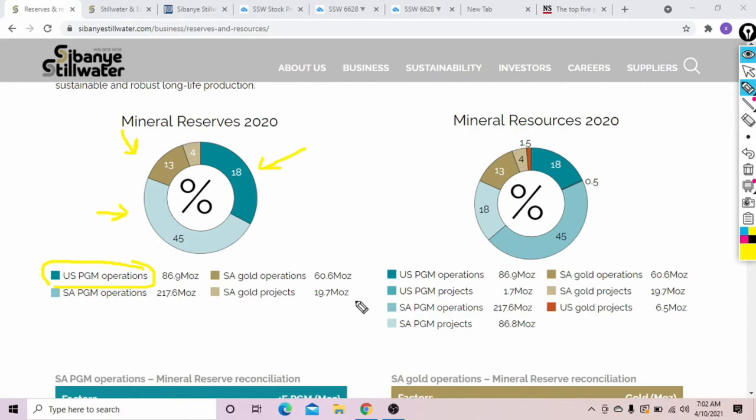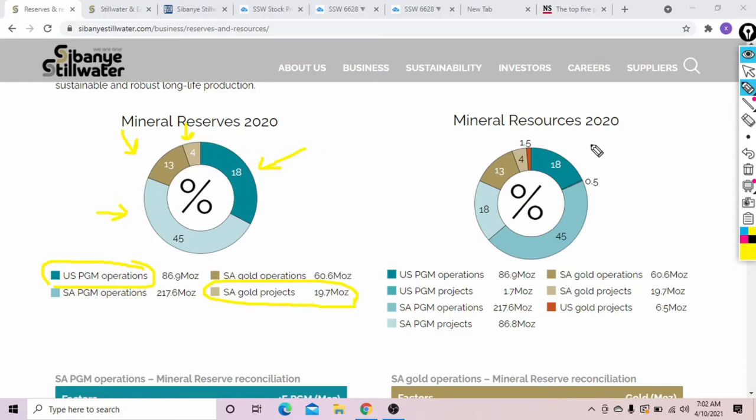And then now we have projects. These are projects that are connected to finding more reserves and also resources, and these projects increase the assets of Sibanyestillwater within the gold sector. The gold operation contributes 4% to mineral reserves.